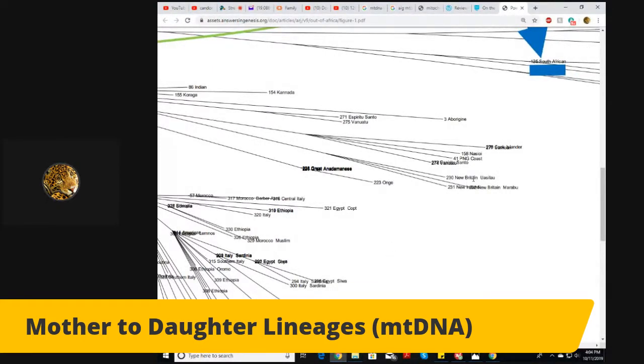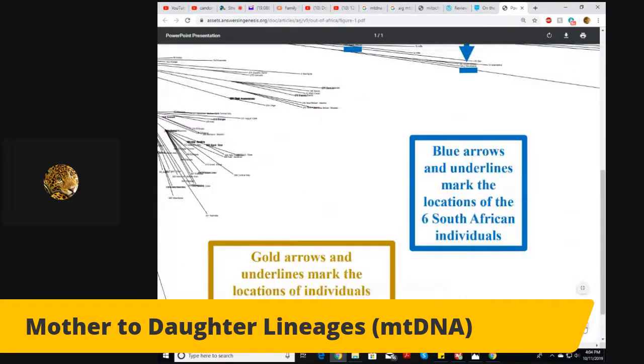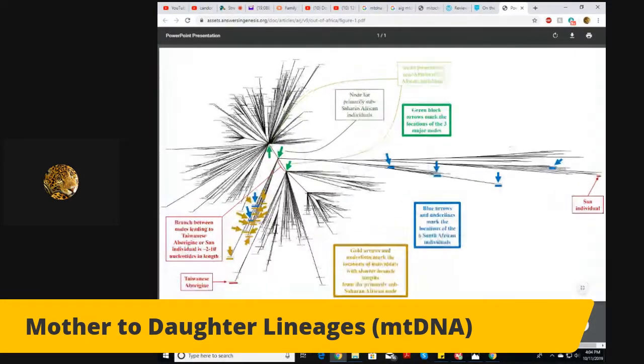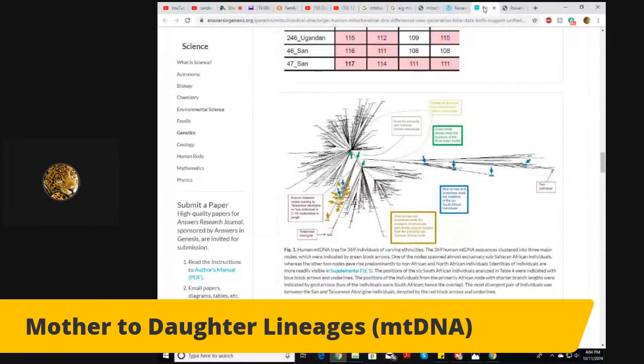New Britain, I think it's like Papua New Guinea or someplace. New Britain. Aborigine. What kind of Aborigine? I don't know. Anyway, I guess that gives us an idea what's going on. So, anything else we got here? That's the original, I guess, secular evolutionist worldview.